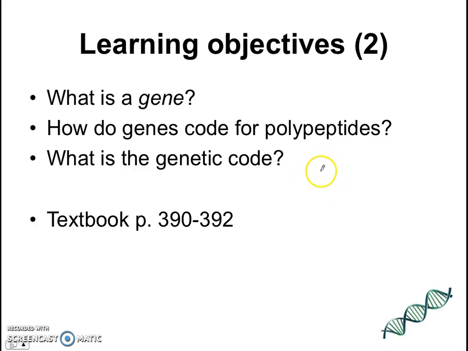So in the last video, we learned about the structure of DNA, and we saw that DNA is made up of basic units called nucleotides, and nucleotides can be joined together to form long chains called polynucleotides. And DNA is made up of two polynucleotide chains, with the sugar and phosphate backbone on the outside, and the bases stacked up in the middle.